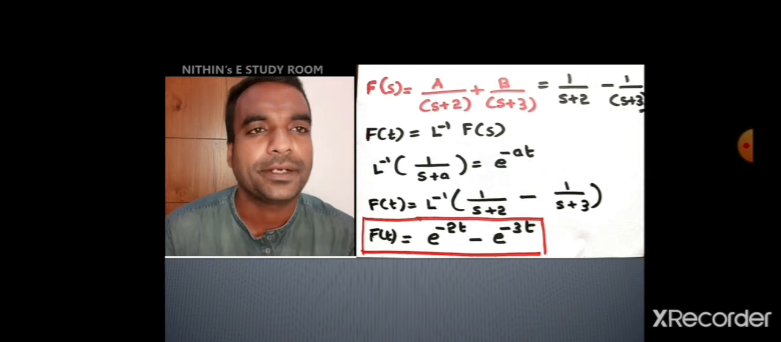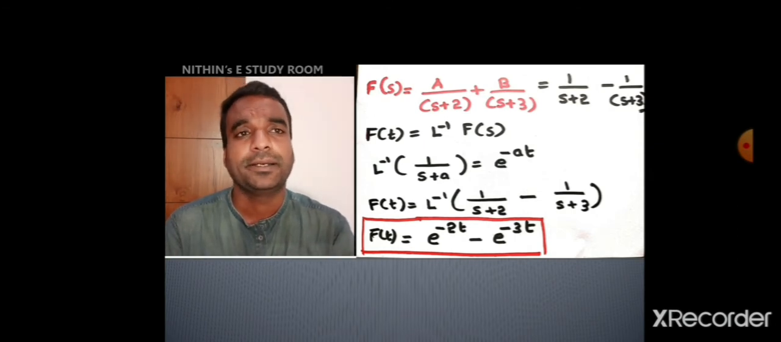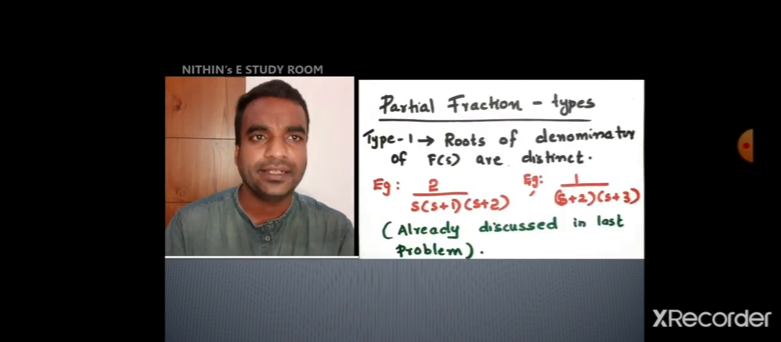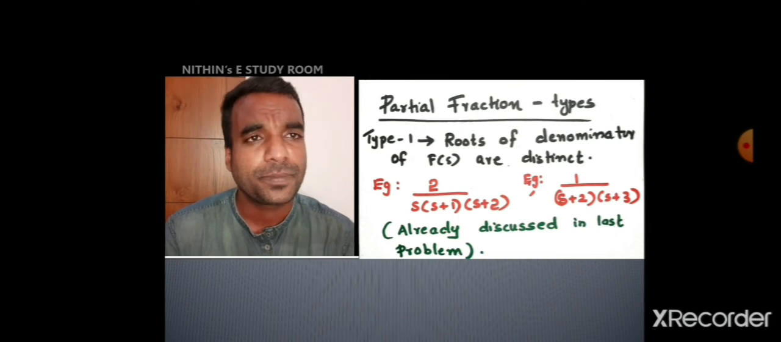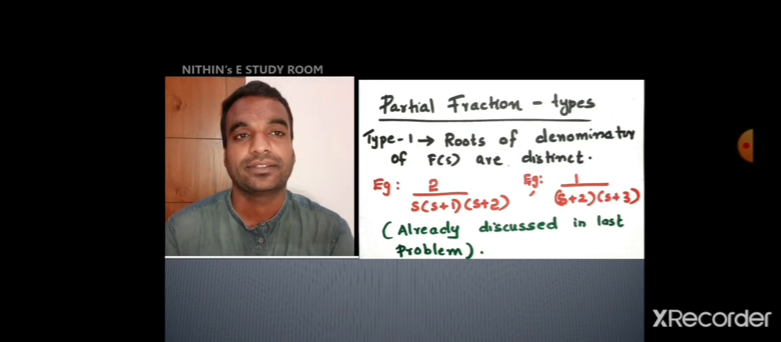But now we require, and there are some more methods in partial fraction techniques that we will deal with in the upcoming area. So, partial fraction types. Type 1 is roots of the denominator of F(s) are distinct.